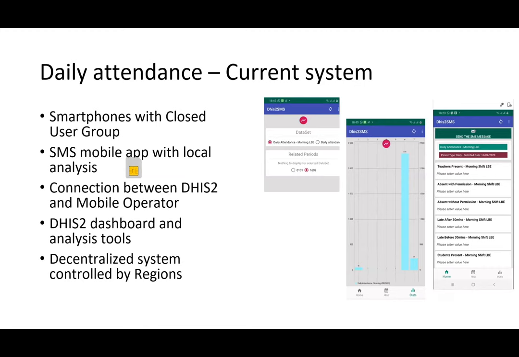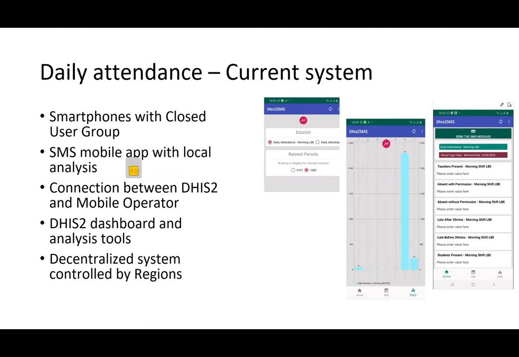So what happened is that we developed an Android app, because they already have a closed user group where they could send data or call each other in an environment where the cost is very low or free for the teachers. And with that, we made sure the app could send the data through SMS. So they enter the data in the Android app and then send the data through SMS.